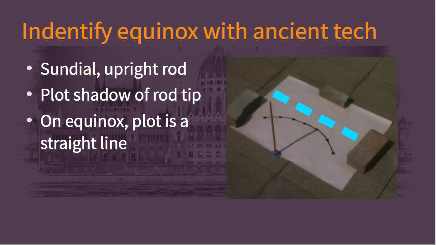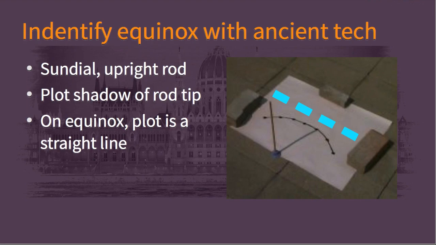and connect those dots. And most days of the year, you'll get a curve, but on the equinox, that will be pretty much a straight line. And the following day, the shadow line will be further along the page on the far side of that straight equinox line and starting to curve in the opposite direction. So if you are using this ancient tech and are diligent, you can plot the shadow that's moving across a flat surface and pretty reliably pick out when the equinox happens.